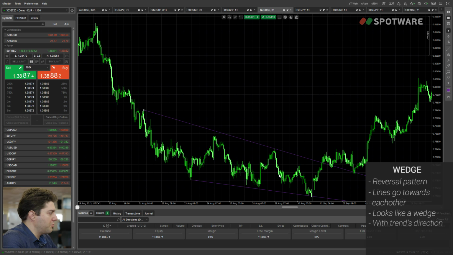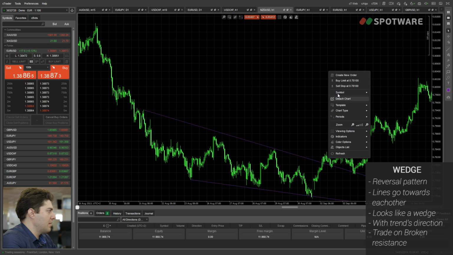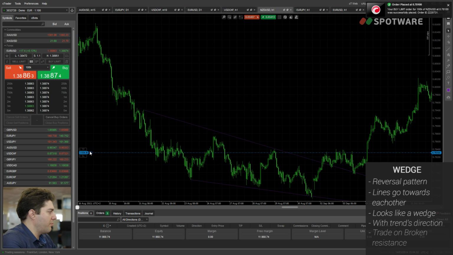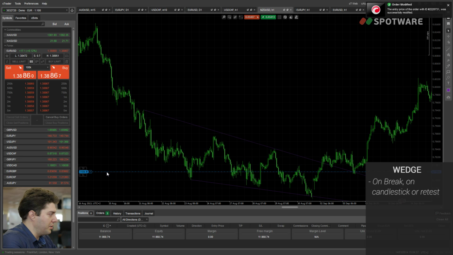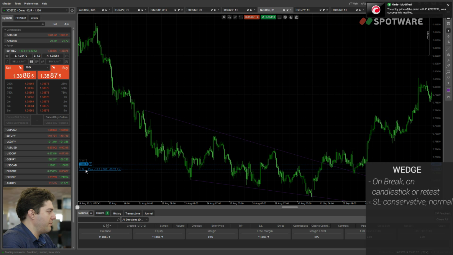The wedge is in the direction of a trend. However, it signifies a reversal. So we're supposed to trade it the other way. The way we trade the wedge is after this resistance line is broken, we enter here. Again, same thing. We can enter on the first candlestick that broke it, or we can enter immediately at the break, or we can even trade the retest of the line.